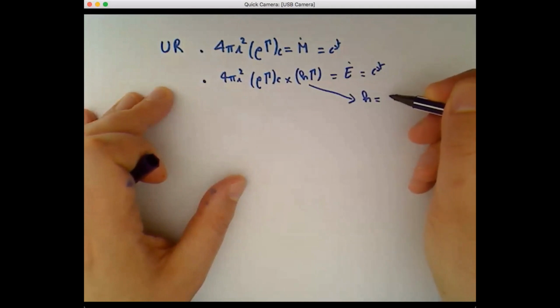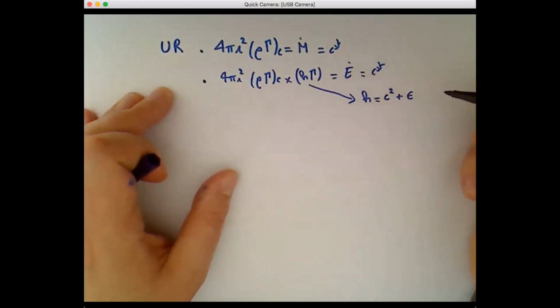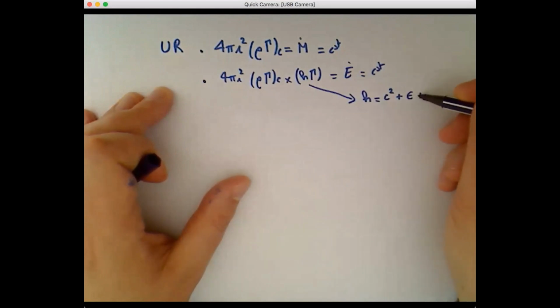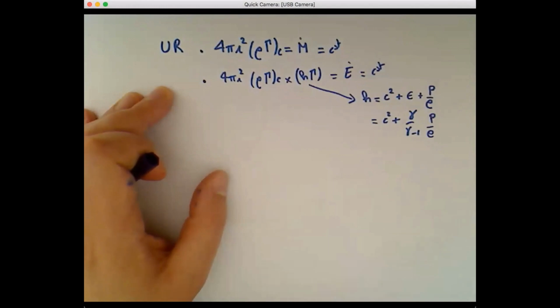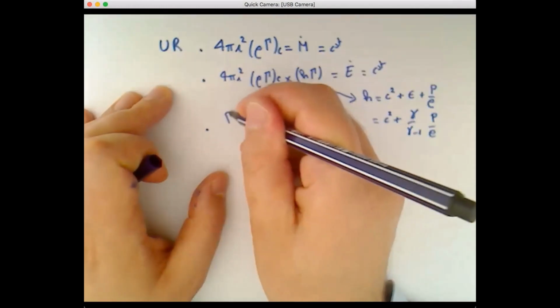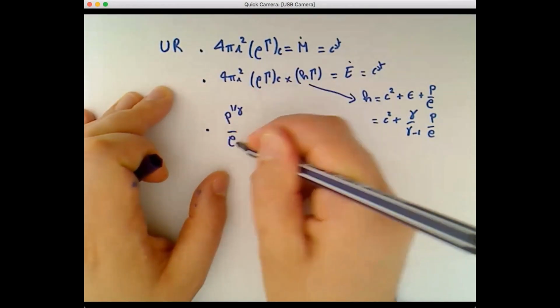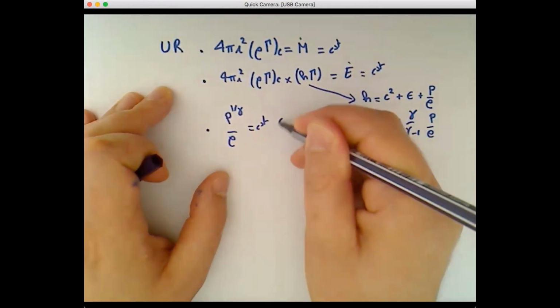H here is the specific enthalpy, so the enthalpy per unit mass. This is c squared for the rest mass energy, plus epsilon, which is the internal energy per unit mass, plus P over rho. This is to get an enthalpy. And for a perfect fluid with an adiabatic index gamma, it is like that. And then, as I assume an adiabatic expansion, I can use my adiabatic invariant.